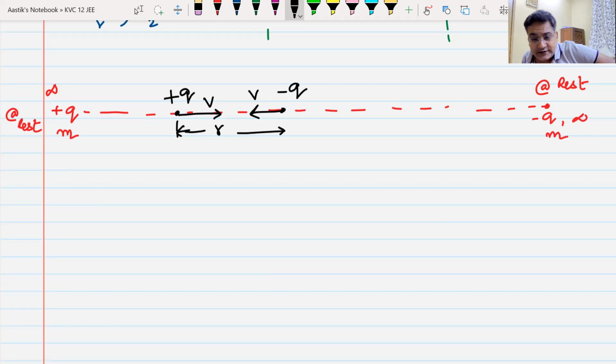What is the velocity of both the particles when the distance between them is r? You have exactly 2 minutes to do it.